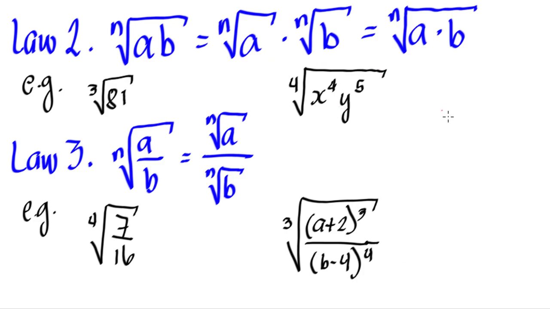Law number two states that if we have the nth root of a times b, we can separate the radical sign into both of the factors. You can imagine ab here as a single integer. Here we can factor them as two factors, and then we can separate the radical sign to both of them, bringing whatever index they have in the original radical.